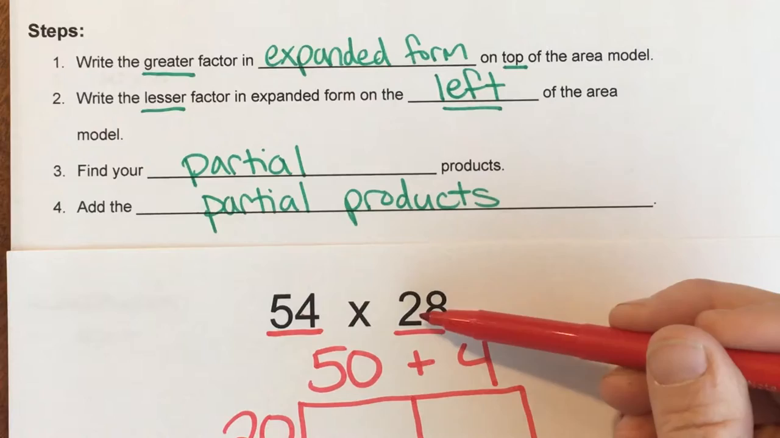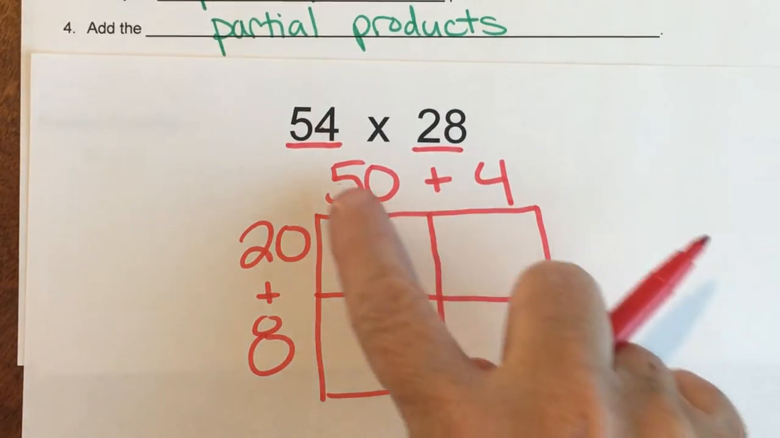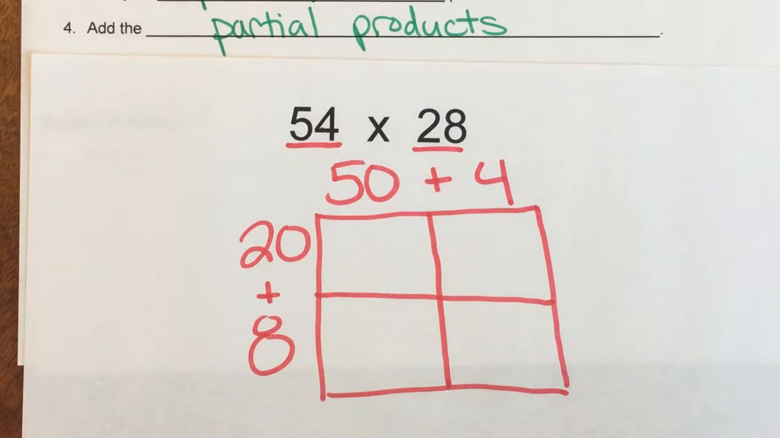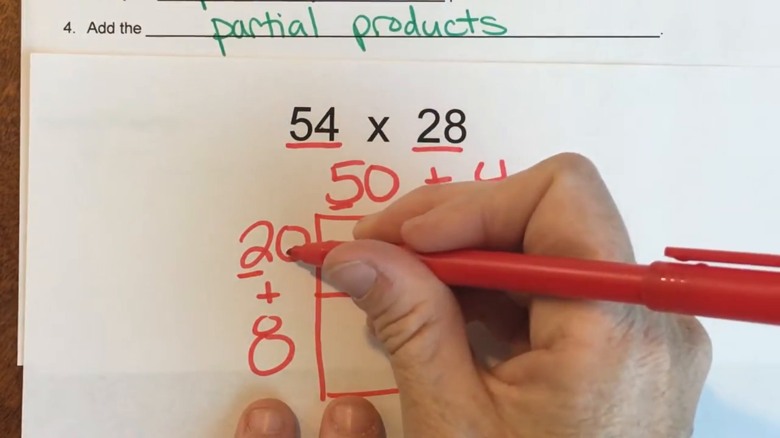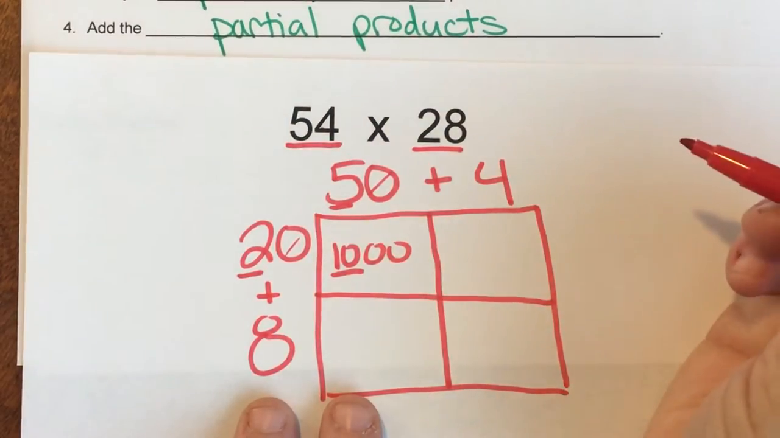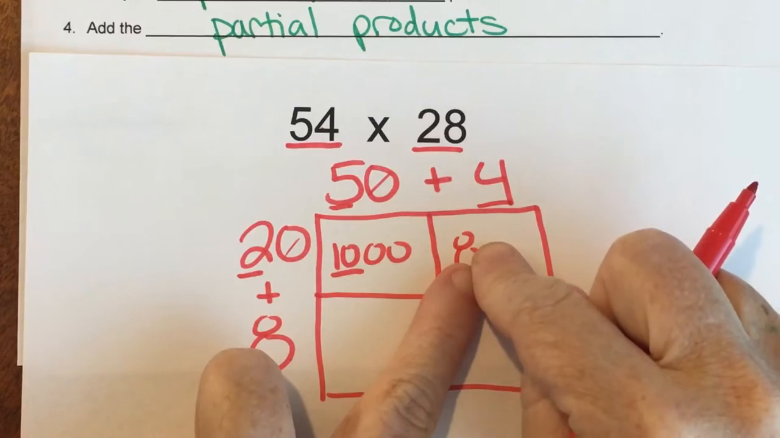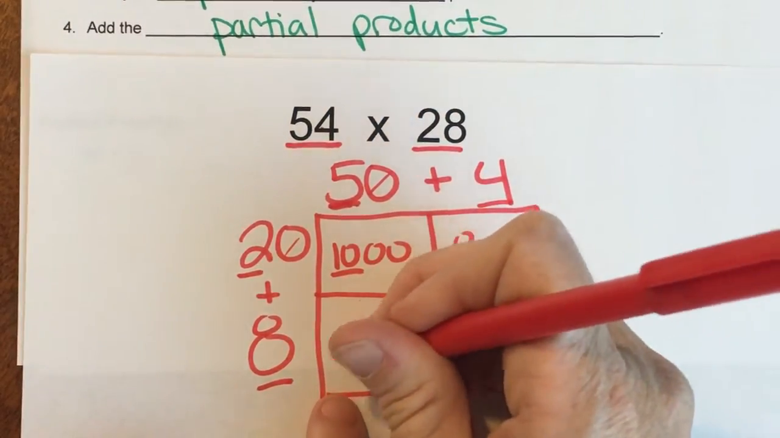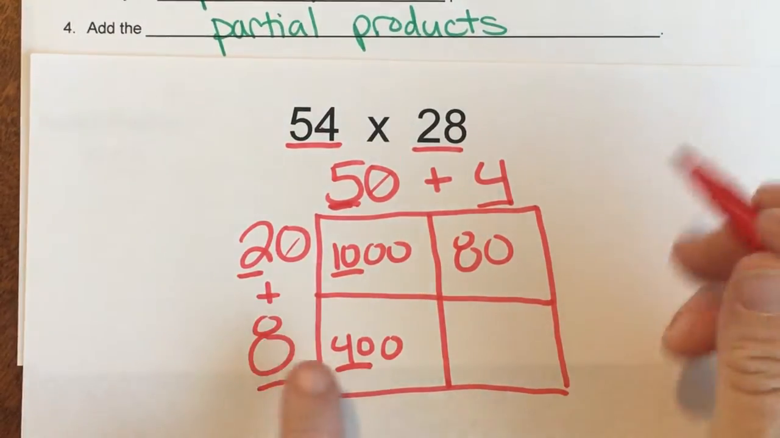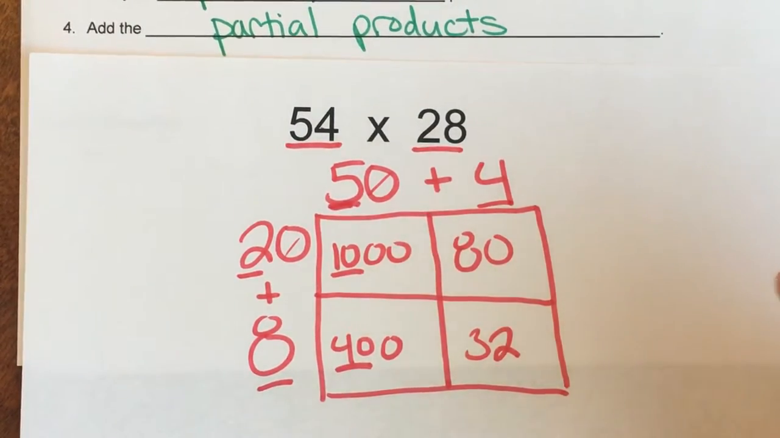So my greater factor went on top, my lesser factor went on the left. Step 3 is, oh, sorry, you did not get to see all that. So my greater factor went on top and my lesser factor went on the left. Now step 3 is you're going to find your partial products. You're going to find the inside. So remember what we did in Unit 1. 2 times 5 is 10, and I'm going to add 2 zeros. 20 times 4, so I have 2 times 4 is 8, and I'm going to add only 1 zero. For this one, I have 8 times 5 is 40, and I'm going to add the 1 zero. And for this one, I just have 8 times 4, which is 32, and I have no zeros to add. So that is step 3.